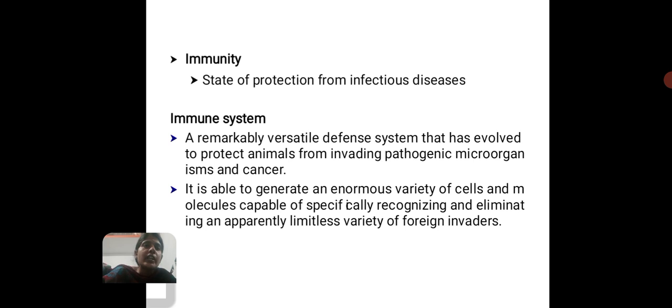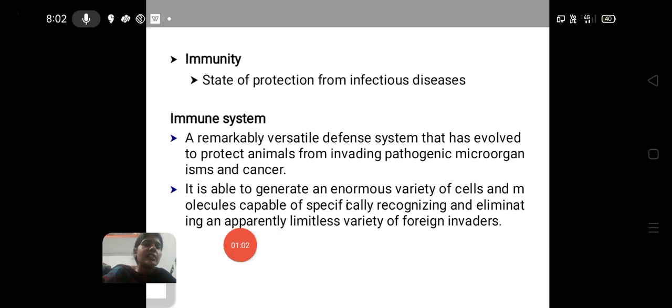Next, immunity. It is the state of protection from infectious disease. Next, the immune system. It is a remarkably versatile defense system that has evolved to protect animals from invading pathogenic microorganisms and cancer. It is able to generate a numerous variety of cells and molecules, capable of specifically recognizing and eliminating an apparently limitless variety of foreign invaders.